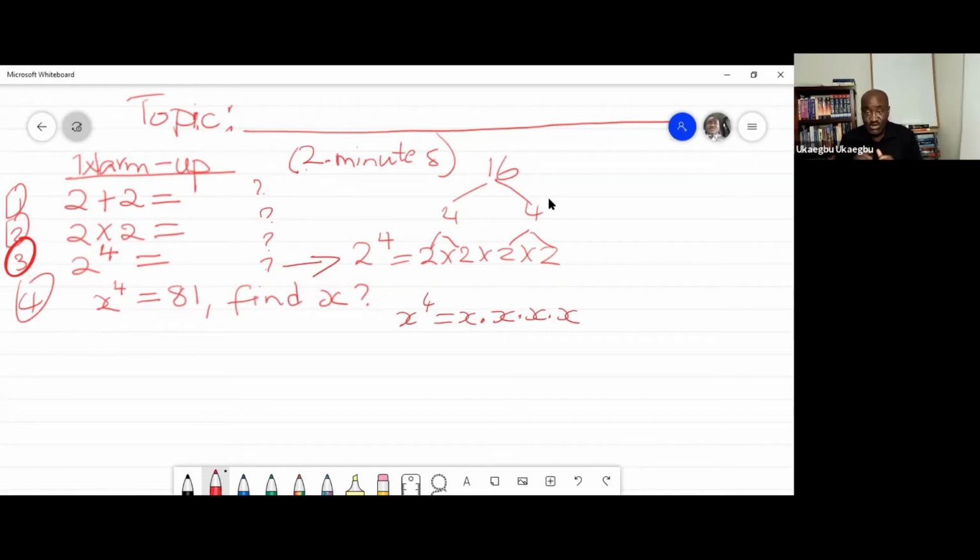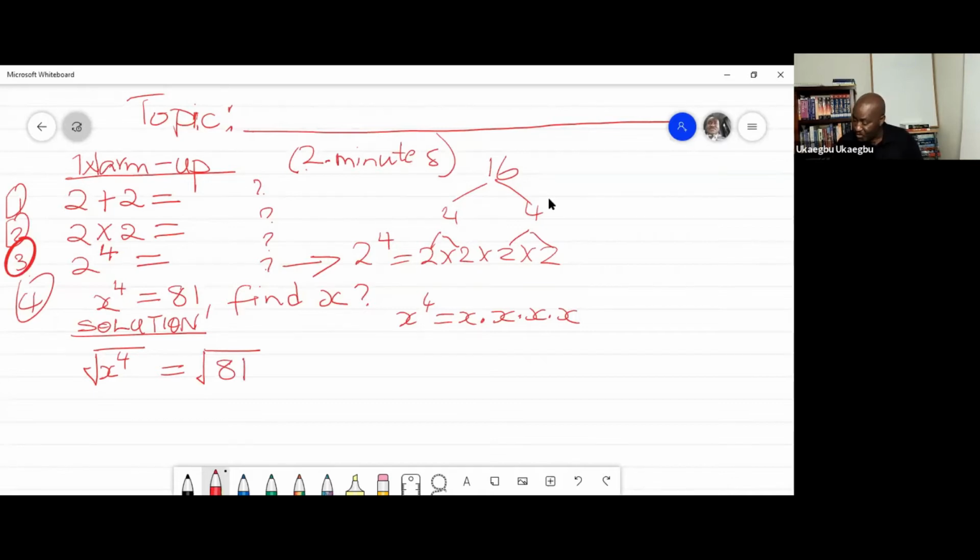So let's do what you said. Let's take square root on both sides. So we are going to, so this one, solution, we can take square root of x raised to power 4 and equal to square root of 81.